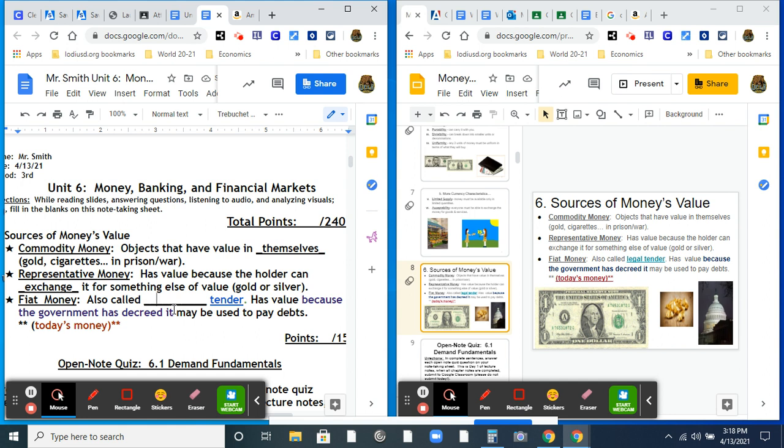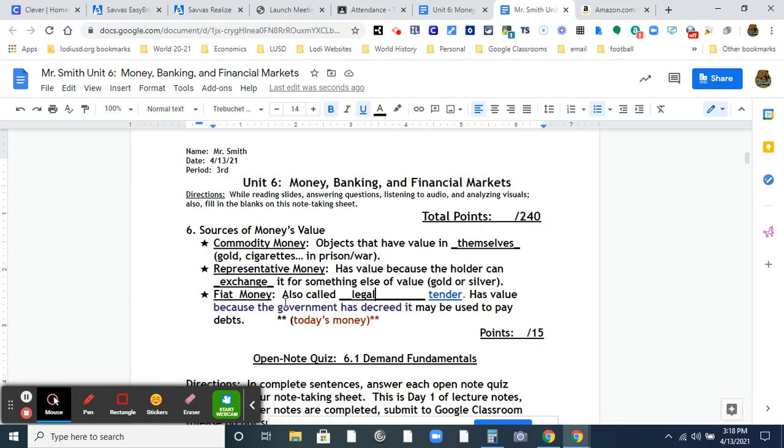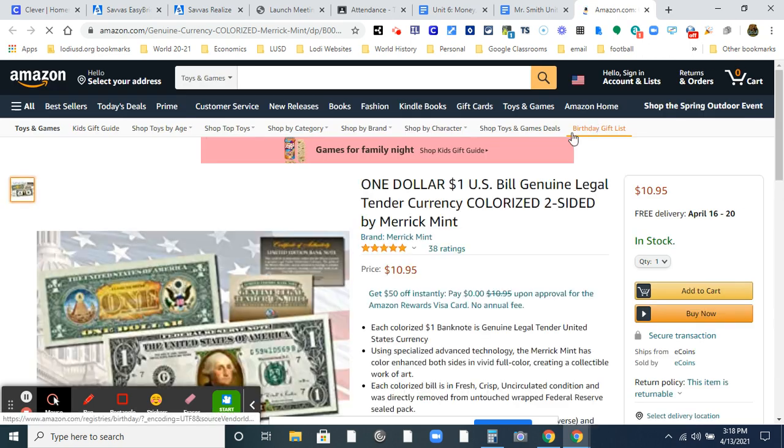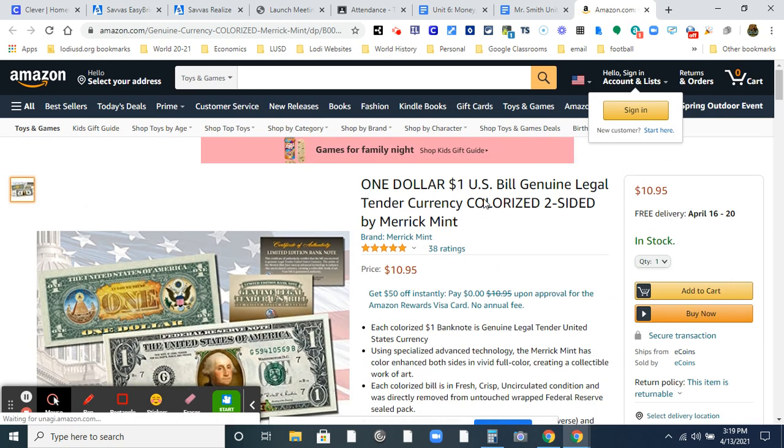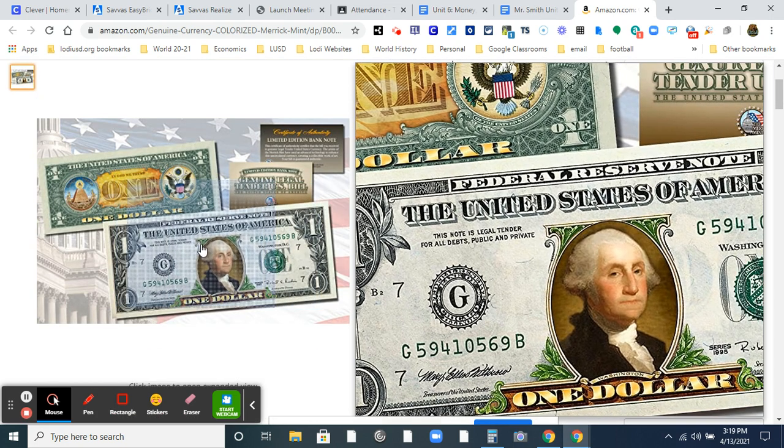It's also called legal tender. It has value because the government decrees it may be used to pay for debts. Today's money. If you click on the notes on this tender, you get a pop up here, and you'll see Amazon says something about genuine legal currency, blah blah blah. I don't know why you'd want to pay $11 for a dollar, but here's why I did this.